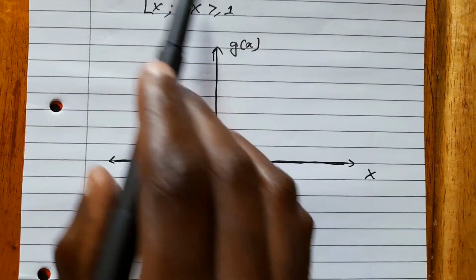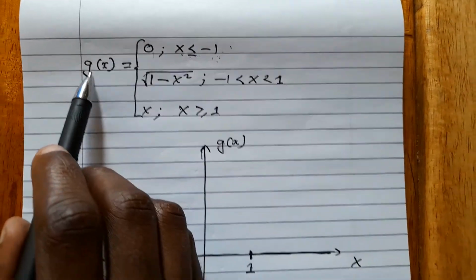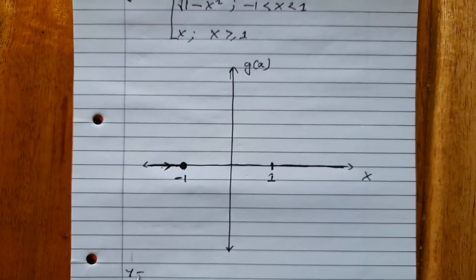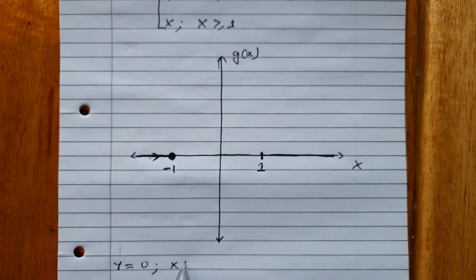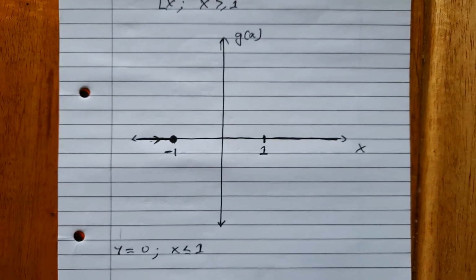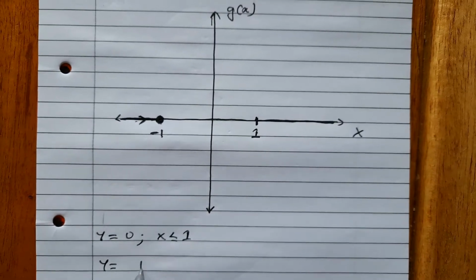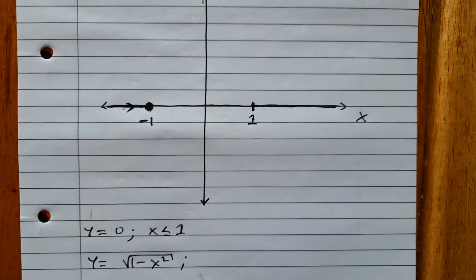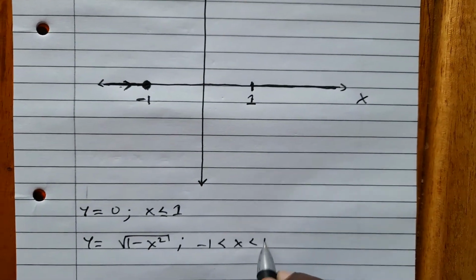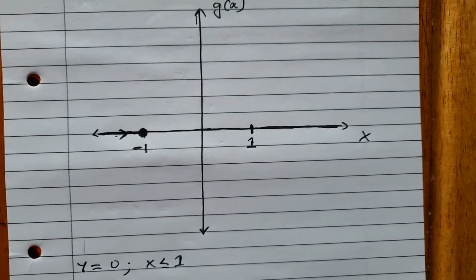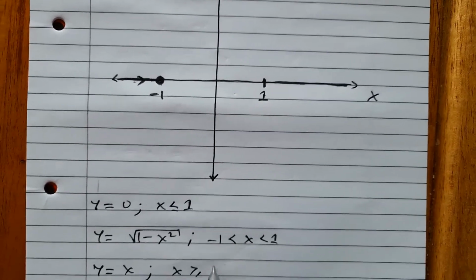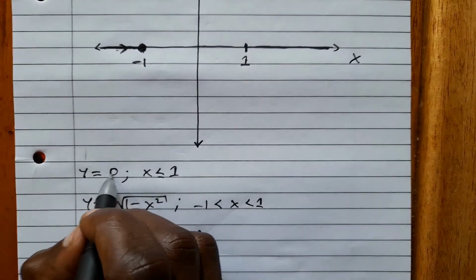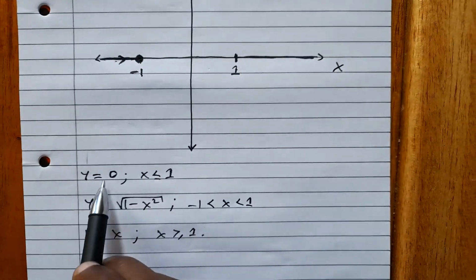Actually, if this is hard for you to do, you can simplify. We know g of x is representing y. So we can simply say the first piece is y equals 0, such that x is less than or equal to negative 1. The other piece is y equals the square root of 1 minus x squared, such that negative 1 is less than x less than 1. The other piece is y equals x, such that x is greater than or equal to 1. Now you realize that is why we were saying here that this function's y value is 0 here.